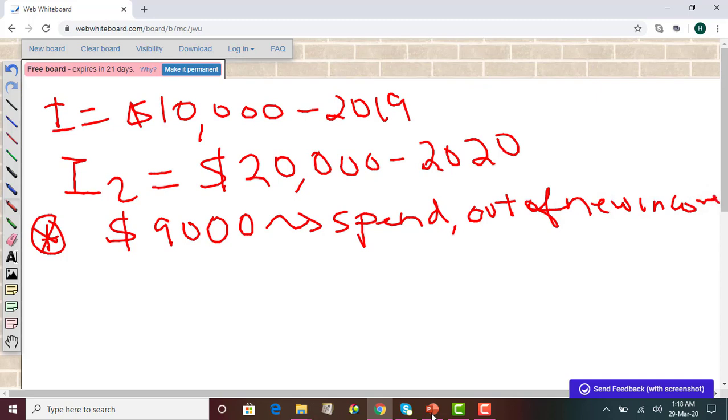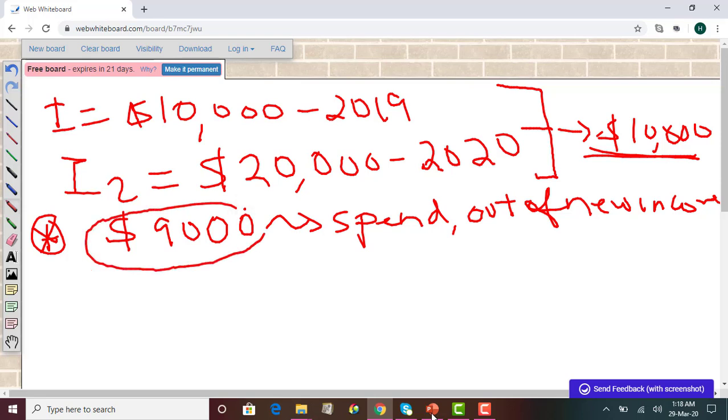So what is your extra income that you're earning between these 2 years? The extra income that you're earning is actually 20,000 minus 10,000, which is equal to 10,000, right? Now, out of this 10,000, you will be spending $9,000. That's what I have given you, because out of the new income, you will be spending $9,000. Okay? So given this information, what is your MPC?